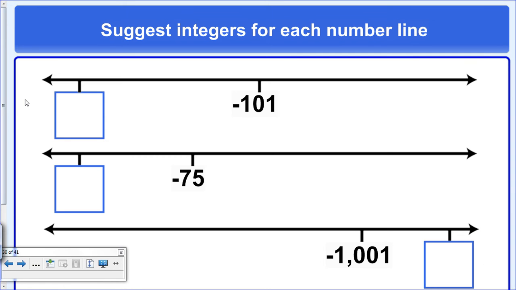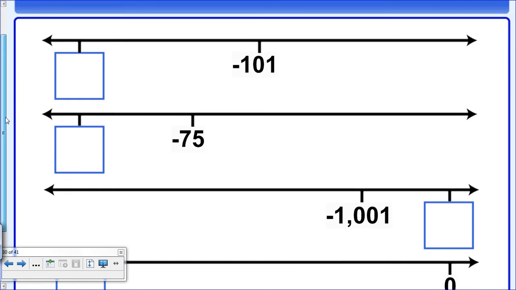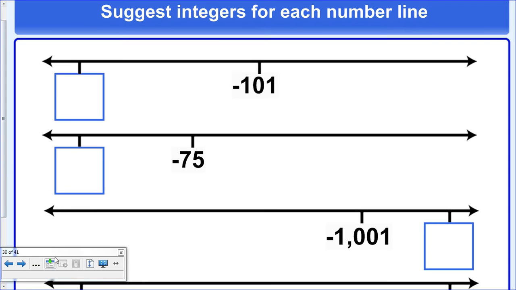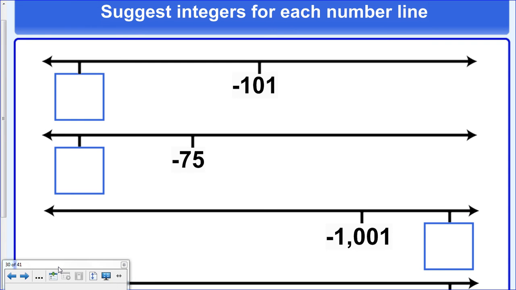Alright, so what we're going to do here is we're going to see if we can just come up with a number that would fill in these boxes, or an integer that could fit in each of these boxes. So we have negative 101. Now we know if we're moving left on the number line that the numbers are getting smaller and smaller and smaller. So negative 102 would be smaller than negative 101. Same thing on the next one. We're getting smaller and smaller and smaller as we move left. So we could say negative 85, or any number that's past negative 75.